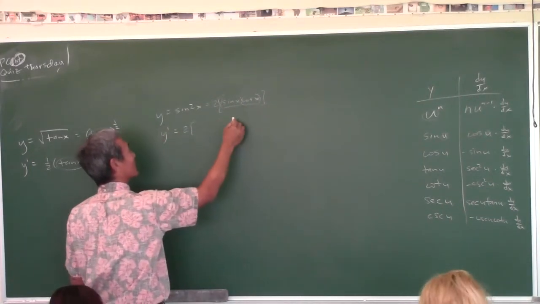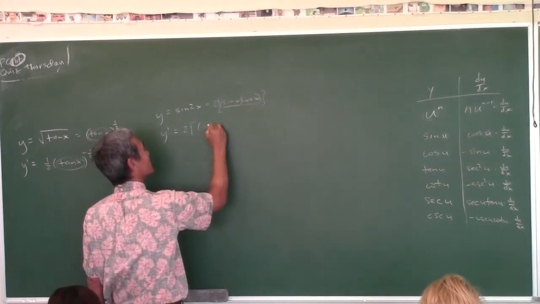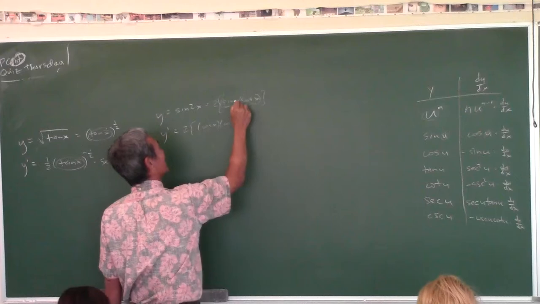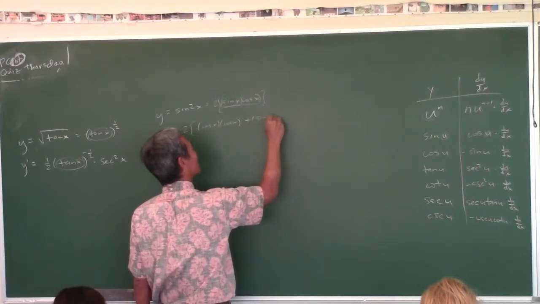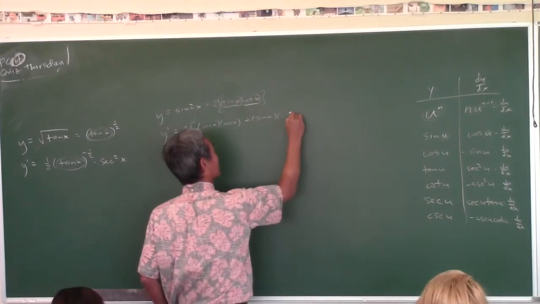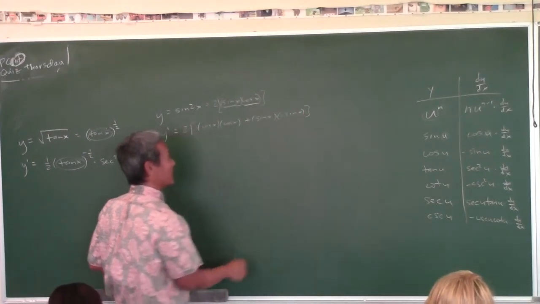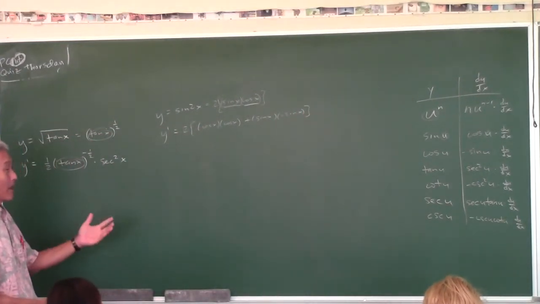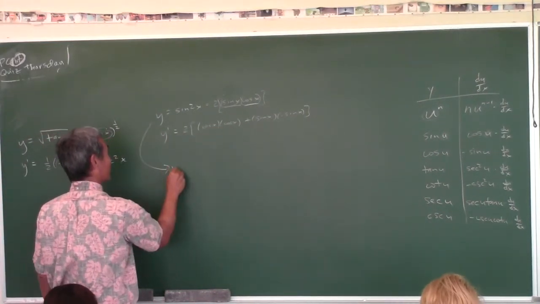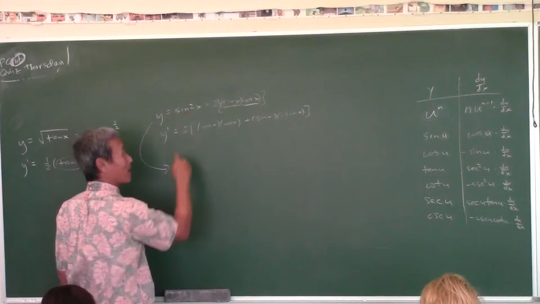How does the product rule work? Derivative of the first, leave the second one alone. Plus, leave the first one alone, the derivative of the second, which is negative sine x. So that's how we did it before, but now we have the chain rule. So instead of doing all this work, all we have to do now is I see sine box.